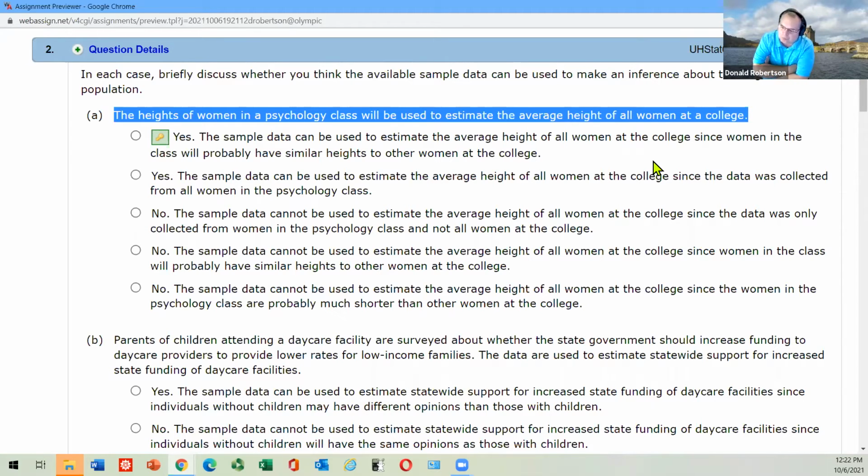Would you think that people who take psychology, women in particular who take psychology, do you think they're any taller or shorter than all the other women at college? And I would think, well, I can't see a reason for why that would be the case. So let's give you a bad sample. You want to know the average height of women at Olympic College. So you use the heights of our basketball players.